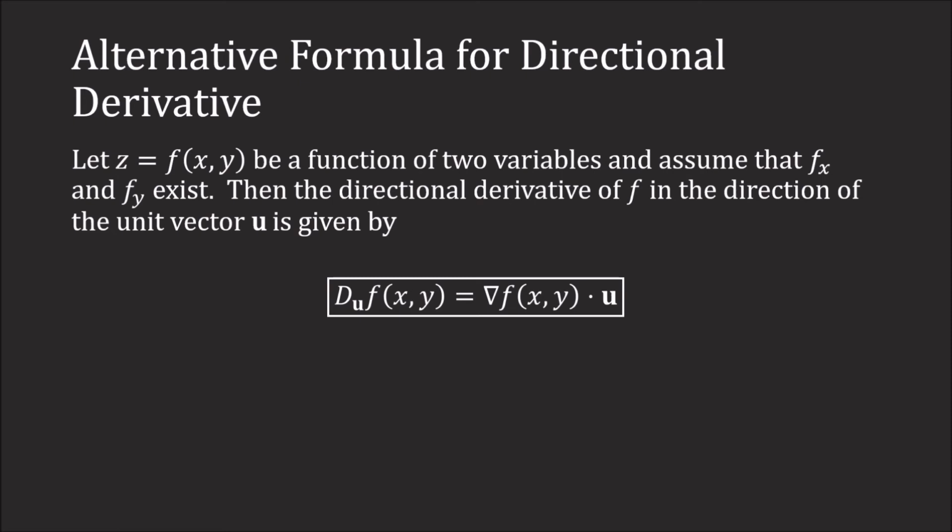Now, again, it's very important to note this must be a unit vector. One of the most common mistakes when calculating a directional derivative is that students don't convert this u into a unit vector. They just use any old vector. Now, an interpretation of the gradient. What exactly is the gradient?